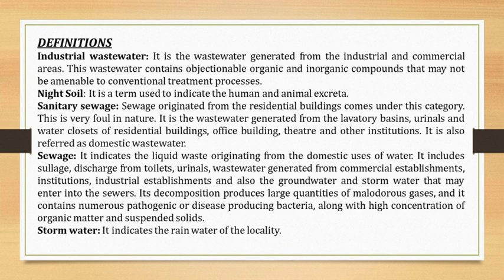Okay. Next definition is industrial wastewater. Industrial wastewater is nothing but the wastewater generated from the industries, such as paper industries, pulp industries, cotton industries, textile industries. Whatever wastewater we generate from the industries is called industrial wastewater. Next, night soil. Night soil is a term used to indicate human and animal excreta. Okay. So whatever human and animal excreta is termed as night soil.